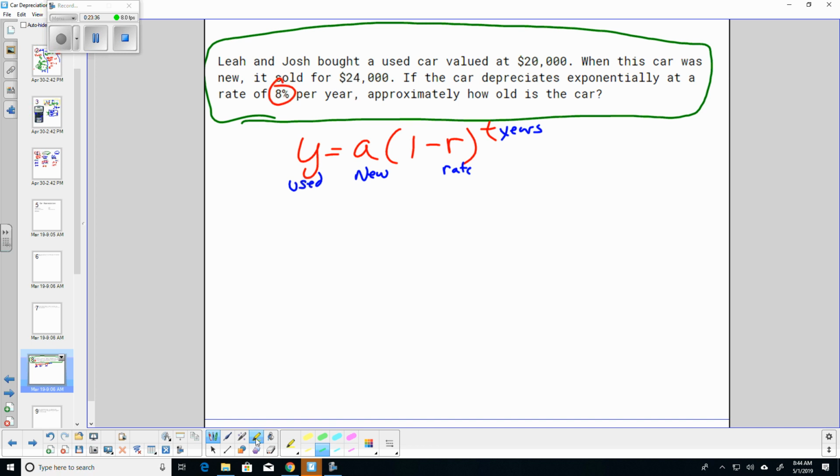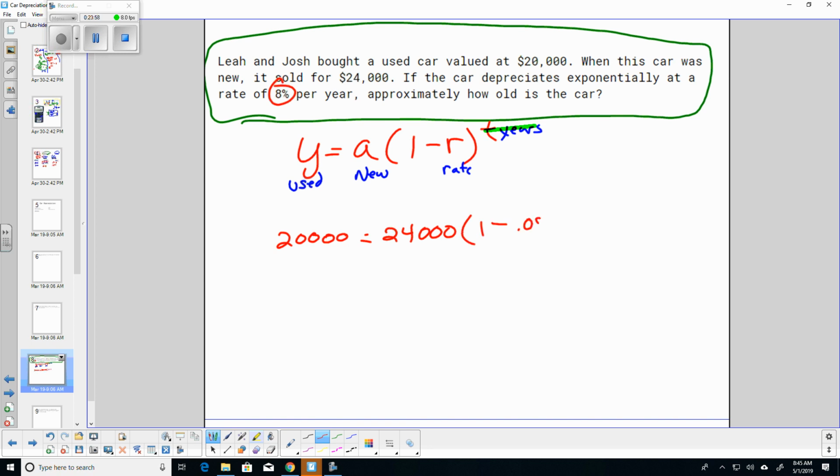Okay, so the used car price we know is $20,000. The new car price we know is $24,000. The rate, they told us, is 8%, so that's 0.08. I wrote it as a decimal. And then the time is T. I don't know what T is, so I just leave it as T. So that's the base equation.